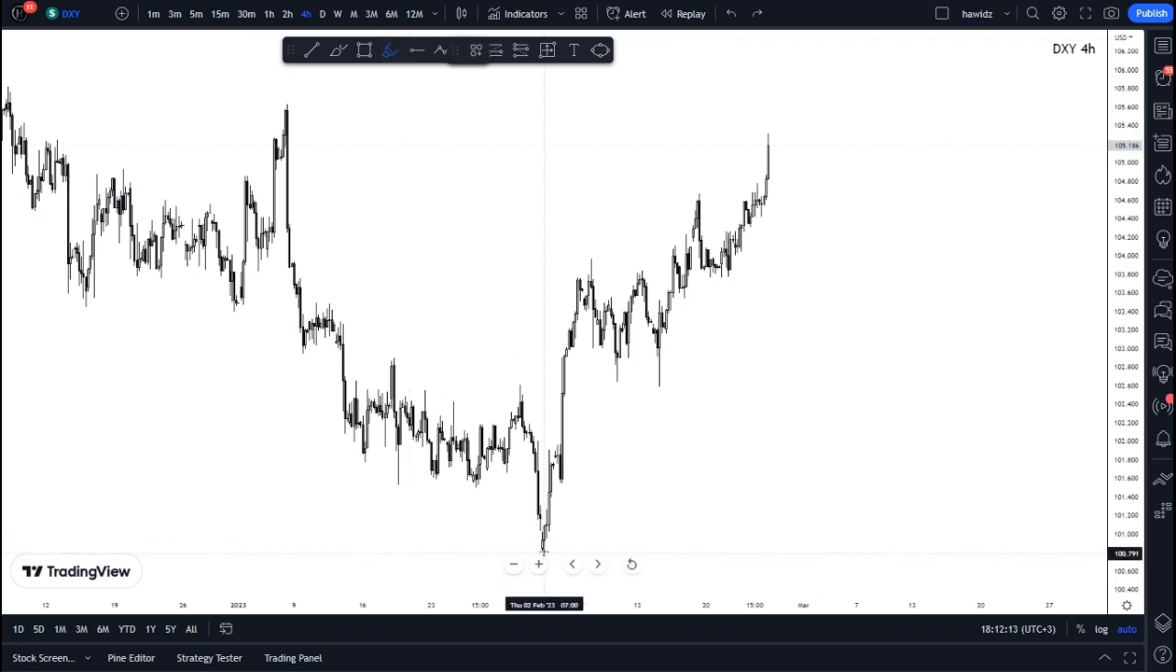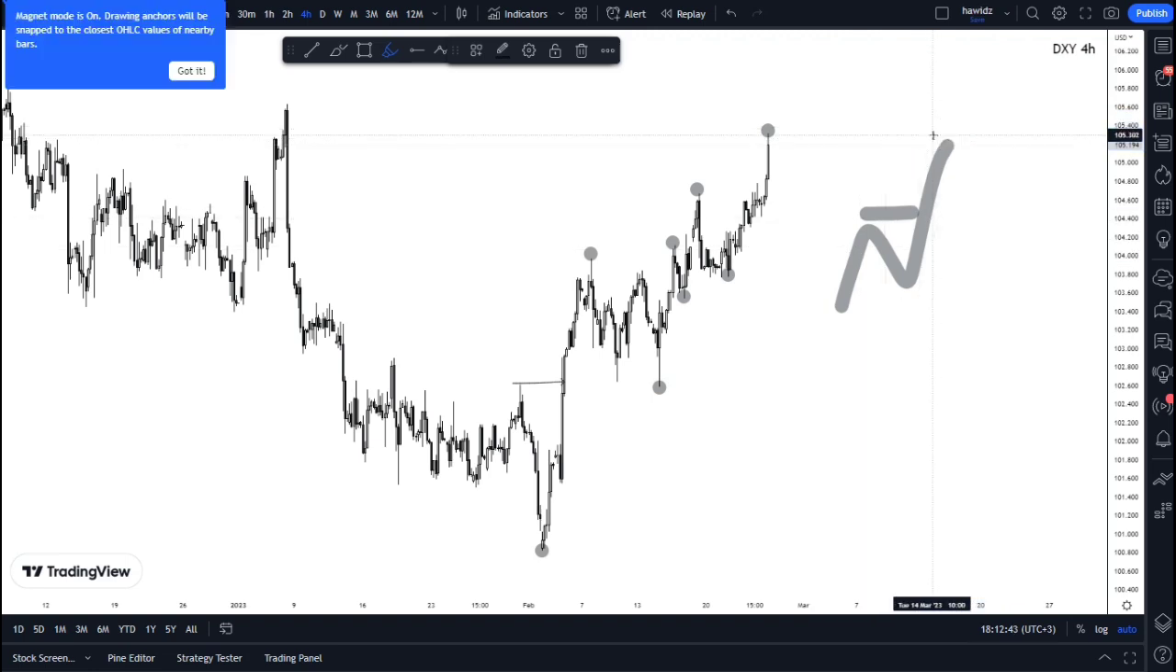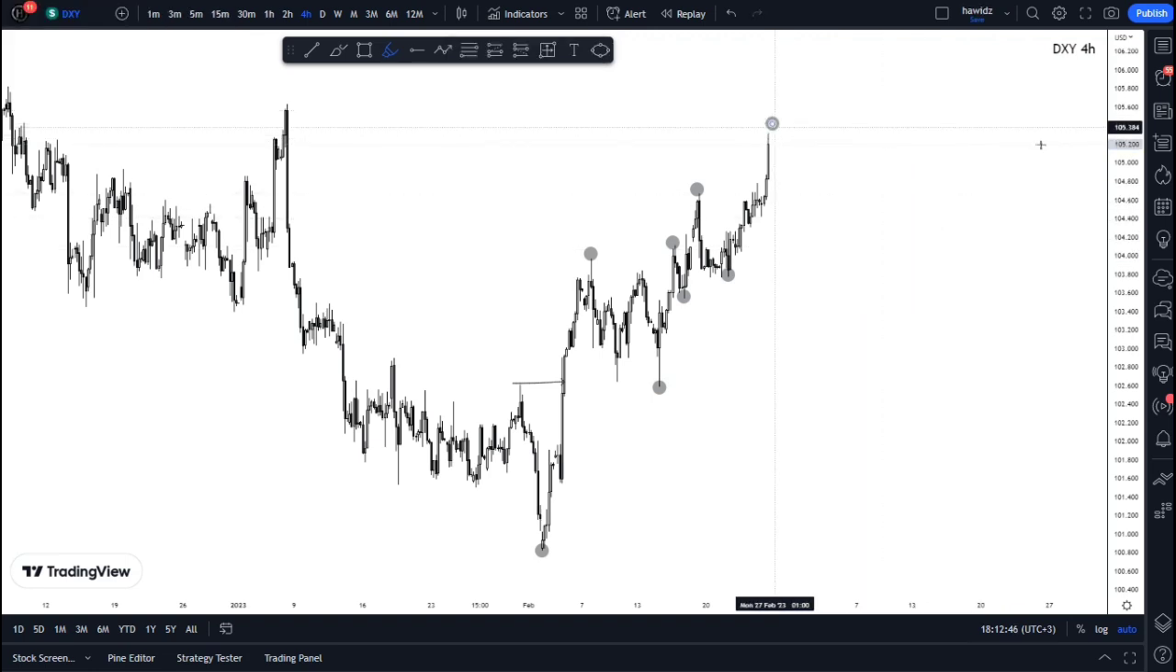Let's mark this properly. We had a low, then a high right here with this structural shift, and from there price just continued going bullish, as you can see, up until now where this high is being formed. So our trend is pretty much a bullish trend, since we have a constant formation of new highs. Boom, that's the DXY trend on the 4-hour chart.